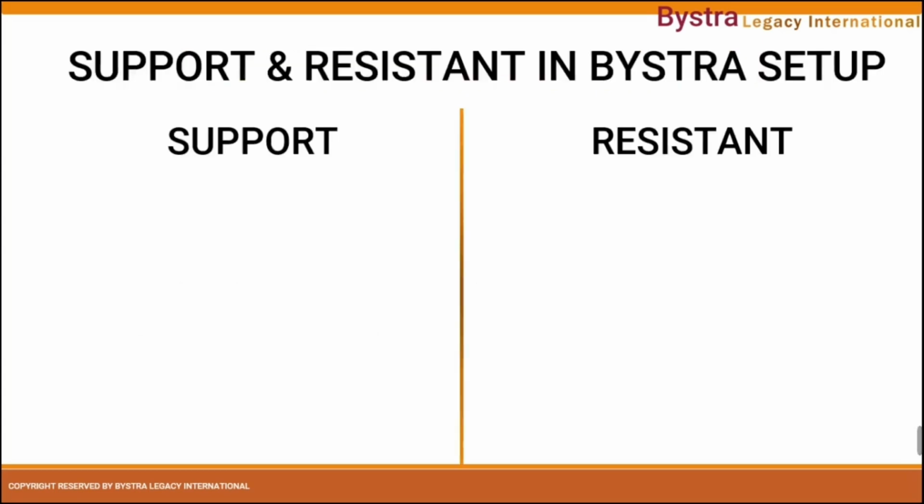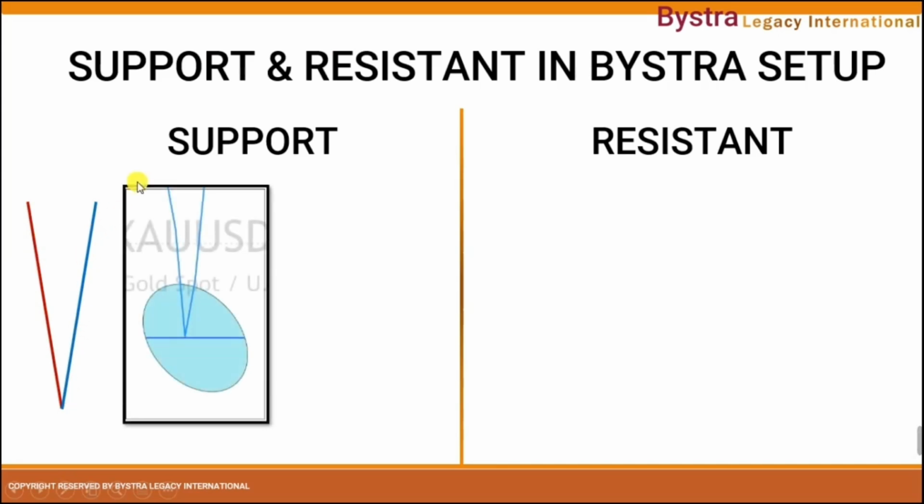How does the support look in the setup? First, we need to find the capital letter V. As you can see, this is a V shape. Next, when we change to the line chart, we can see that this V shape is very sharp. So we put a horizontal line at the edge of the support, as you can see here, highlighted in the ellipse shape.